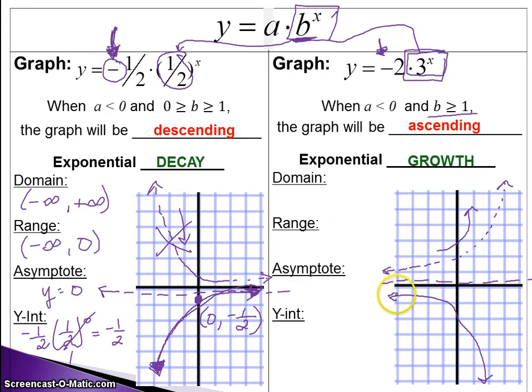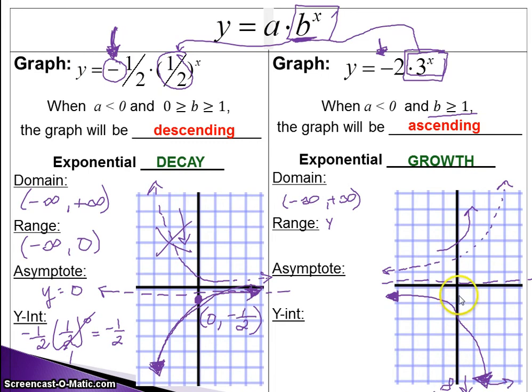Our domain, same thing as before, nothing has changed. Our arrow over here is going to continue to go to the left. Our arrow over here is going to continue to slowly but surely keep going to the right. So our domain is still -infinity to positive infinity. Our range now, like the first example, has flip-flopped because I'm going down. So my range, again, remember, is my y's. So this arrow is going to keep going down, and it's going to keep going down towards -infinity.